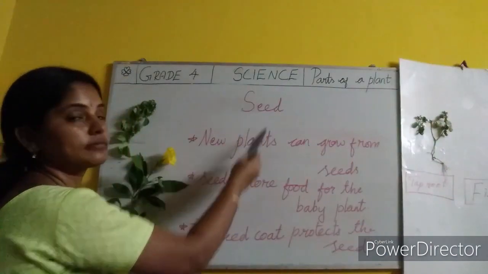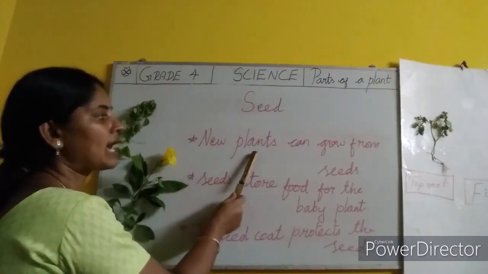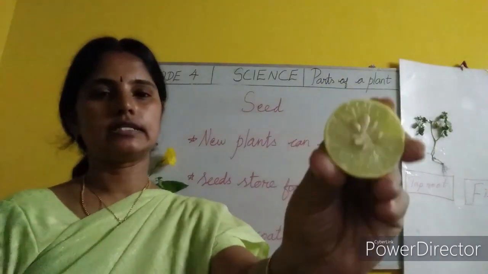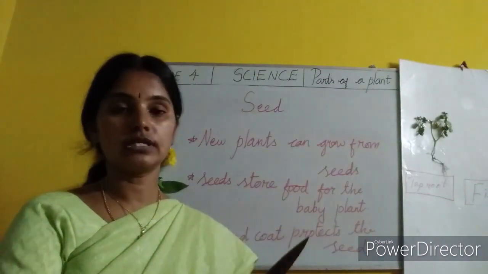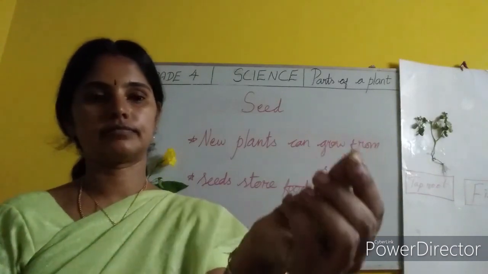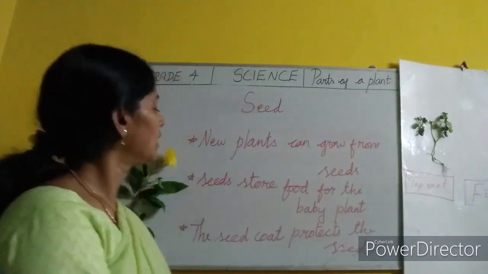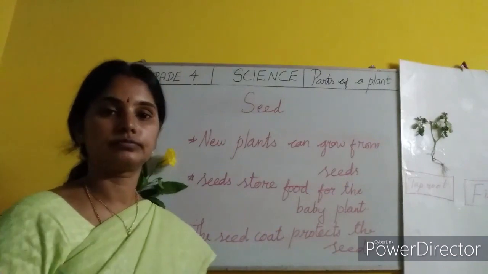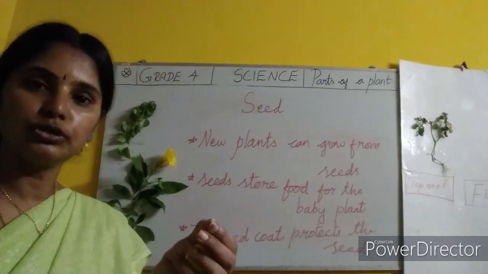See, seed. New plants can grow from seeds. So, these are seeds. If we sow seeds, new plants will grow from these seeds. Okay, children. Seeds store food for the baby plant. If we sow these seeds, they grow into a new plant, no?